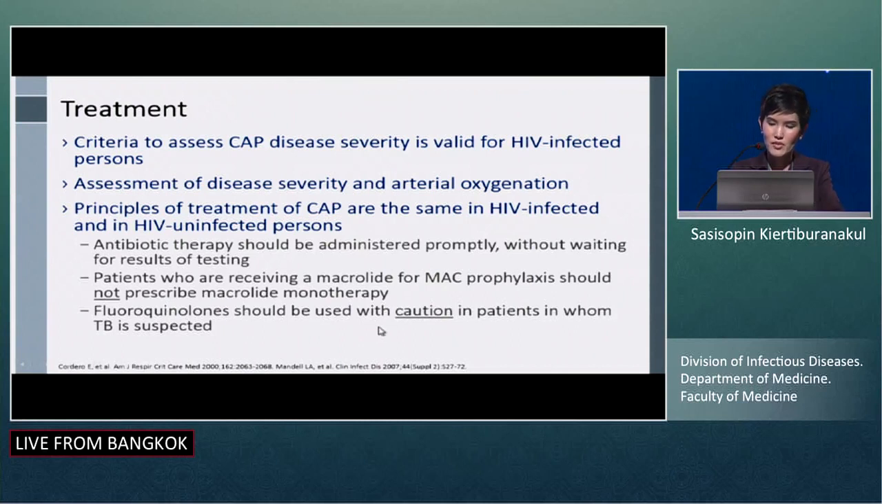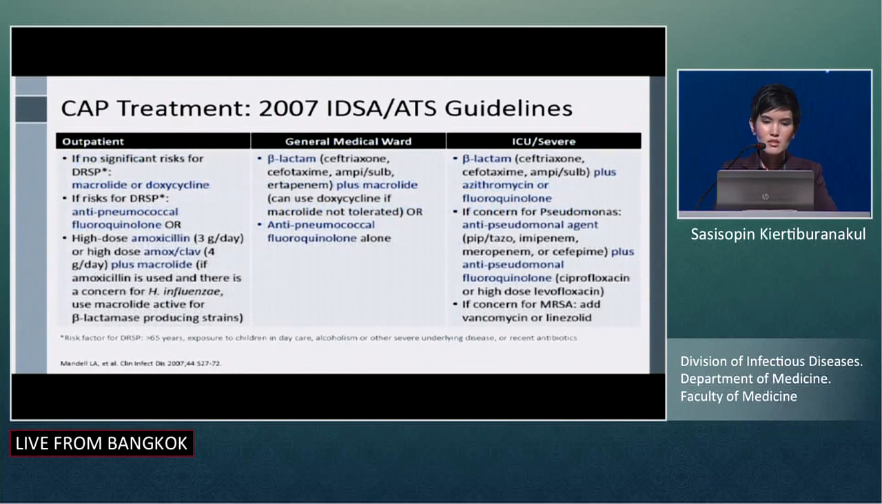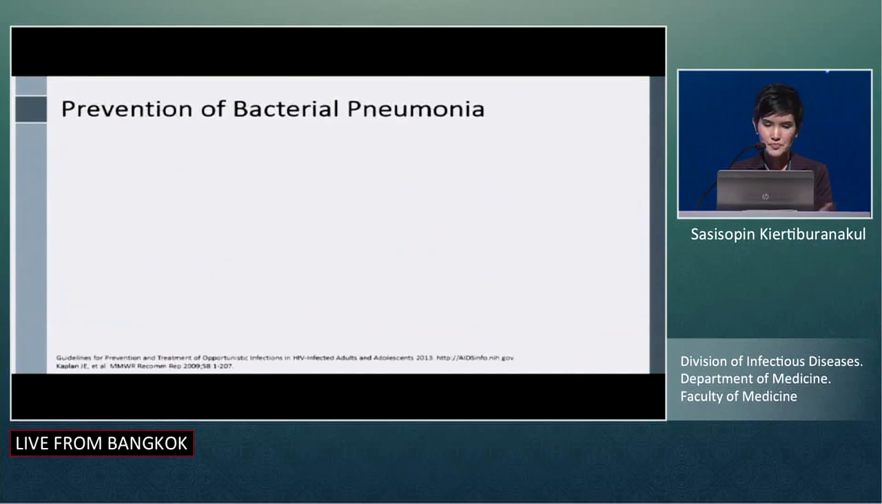Actually, in Thailand, we have a lot of patients who come with acute community-acquired pneumonia, but it turned out to be tuberculosis. So this is the treatment of CAP, which is the same as the guideline. So I will skip this. You can see it in the guideline. So let's talk about the prevention of bacterial pneumonia.